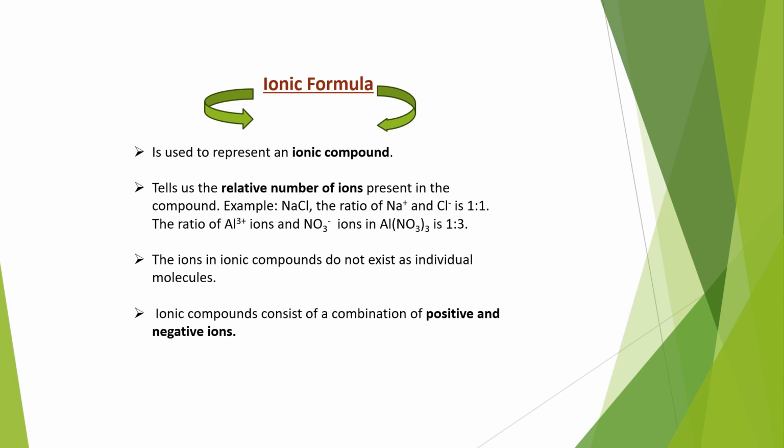The ions in ionic compounds do not exist as individual molecules. Ionic compounds consist of a combination of positive and negative ions.